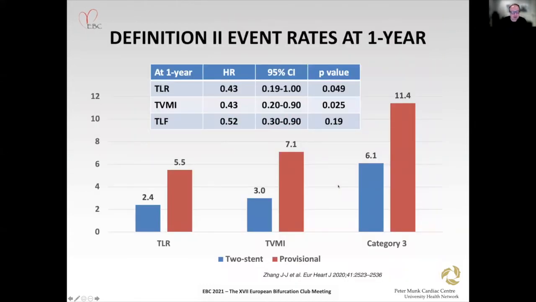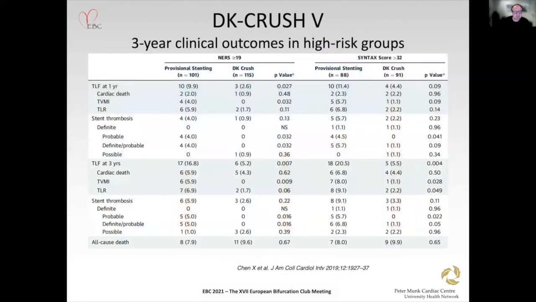In terms of results, a clear benefit demonstrated for the 2-stent procedure, the majority of which, of course, was DK crush. In terms of TLR, target vessel MI, target lesion failure, significant result with much lower event rates in all of these outcomes for the 2-stent procedure. Now we have other data as well.